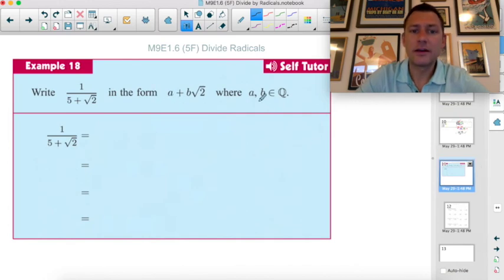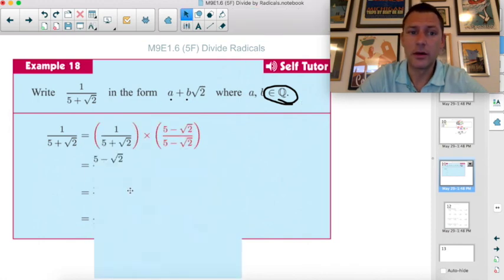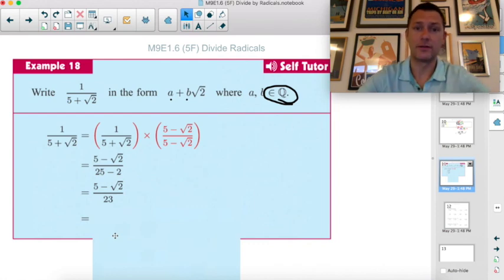This is the same idea, but they're saying leave it in this format, where A and B are in the set of rational numbers, so it means they can be fractions. So we do the same thing, multiply numerator and denominator by the conjugate, and when you simplify that, you get just this numerator in the top, and you get 25 from the 5s, you get 2 from the negative 2 from the root 2s, and the 5 root 2 and the other 5 root 2 have opposite signs, so they cancel. I hope you're good there. I hope that's kind of what we did before.